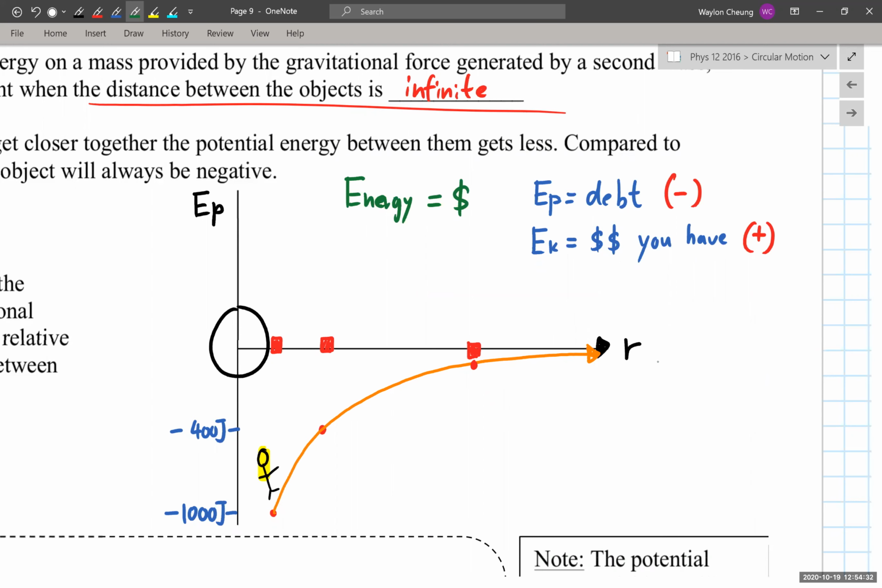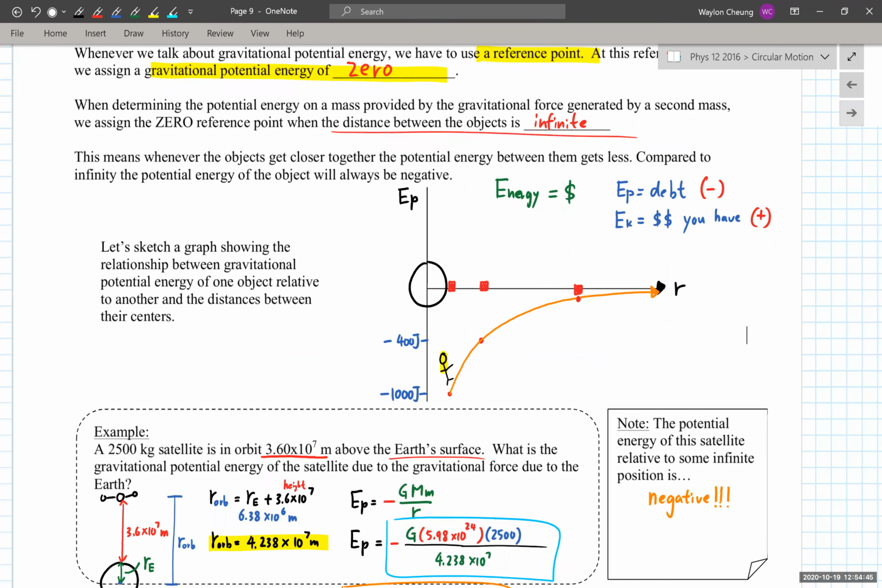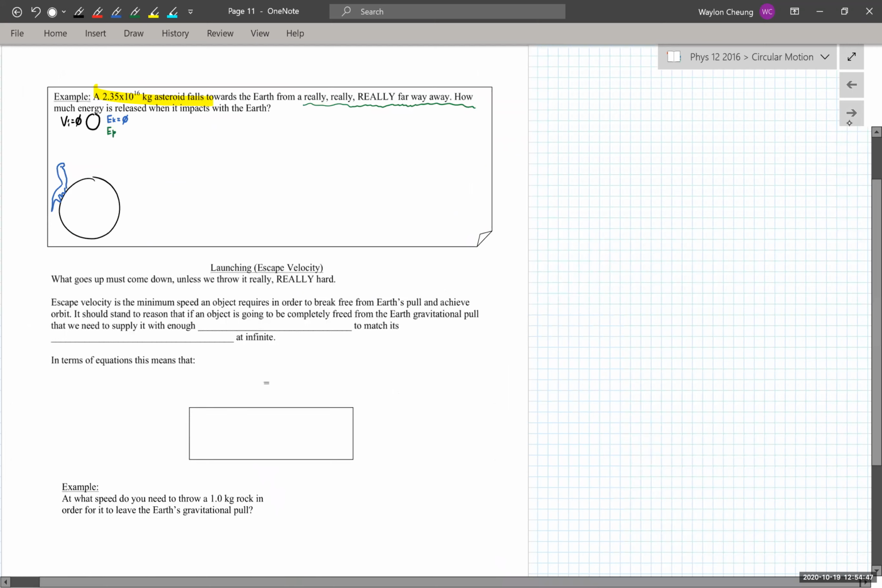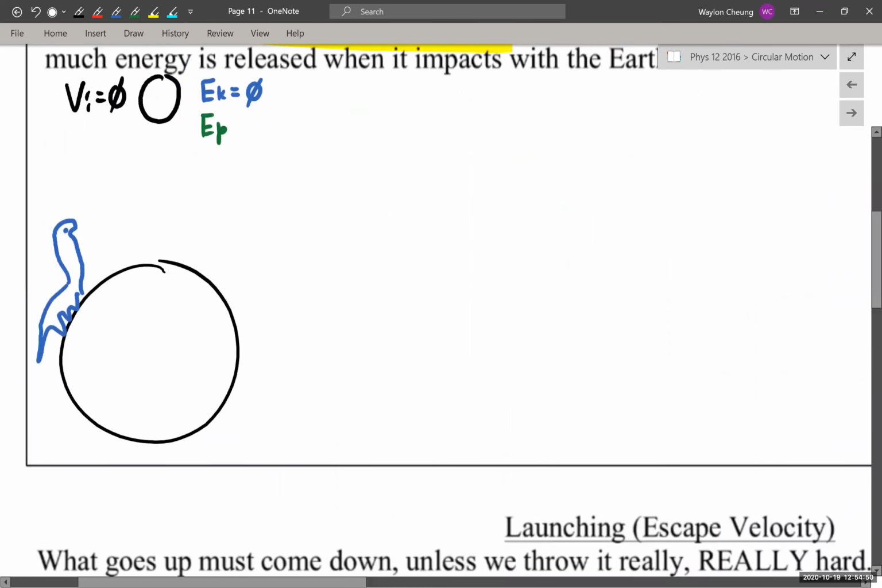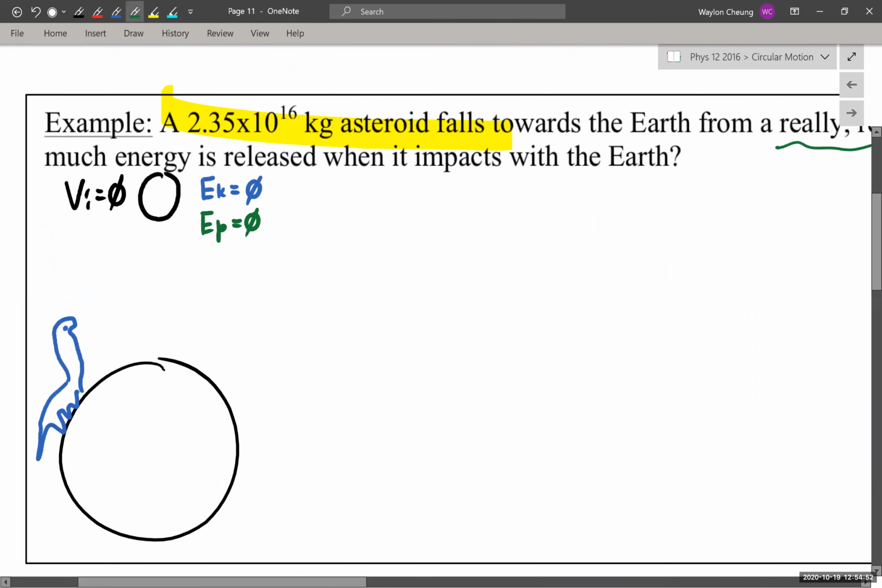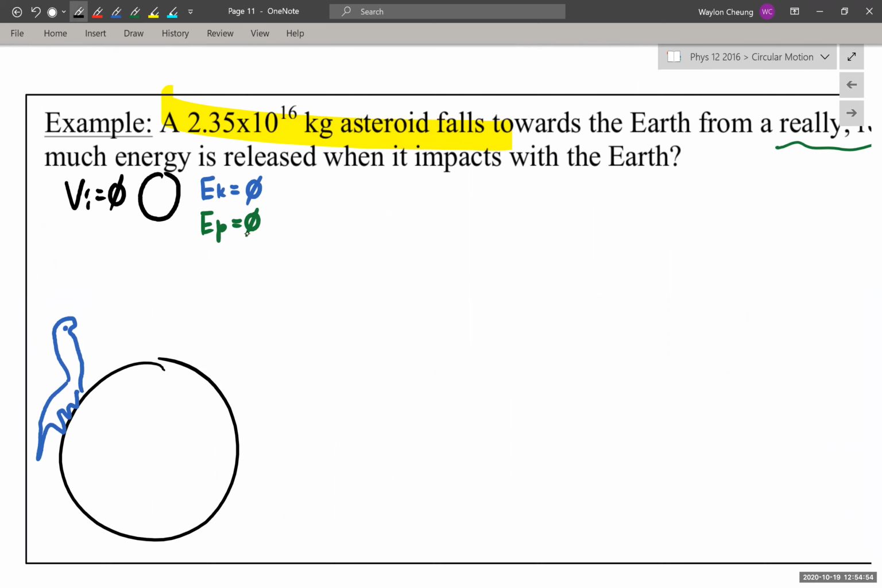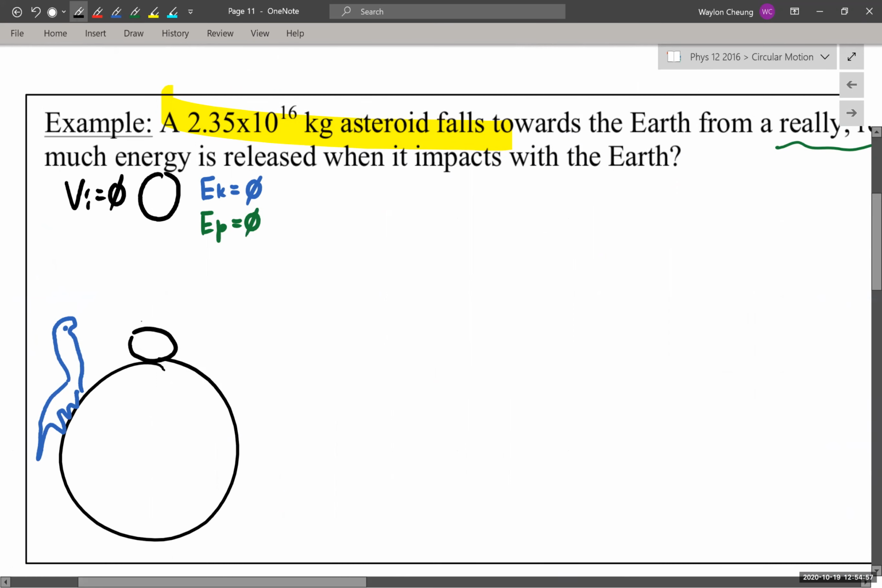It's just like a debt collector. If you owe them money, you cannot escape. You pay them more, you can escape. So if you're really, really far away from the debt collector, that means you have paid off all your debt already. So in this situation, we're going to assume that the asteroid started really, really far away. That means it started with a potential energy of 0. And then here's the impact. So impact right here, and then fire, explosion.